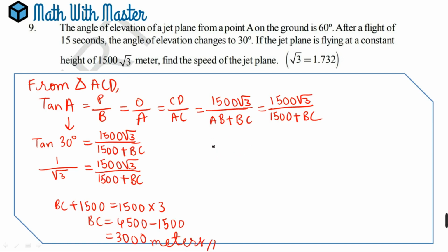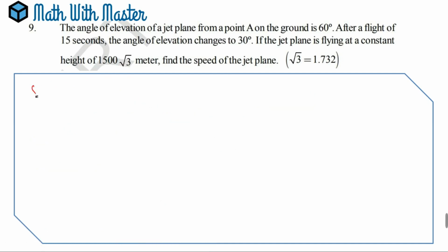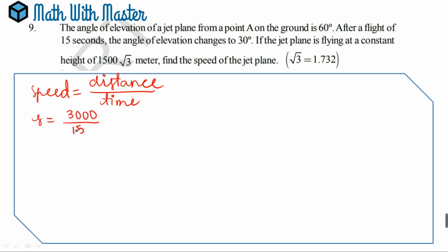So now we have found that, now we know one thing. Speed is equals to distance upon time. So here our speed is equals to 3000 meters upon 15 seconds time. So this will be 1, and after cancelling this will be 200. So speed is equals to 200 meters per second.